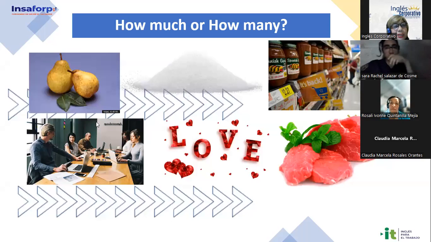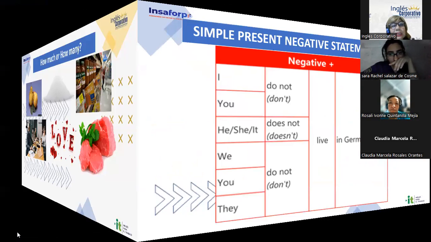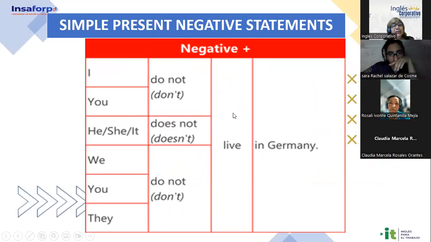Okay, we did this exercise and now we are going to continue with the topic: simple present negative statements. You say, for example, I do not live in Germany, or the contraction form is, I don't live in Germany. You do not live in Germany, or you don't live in Germany.